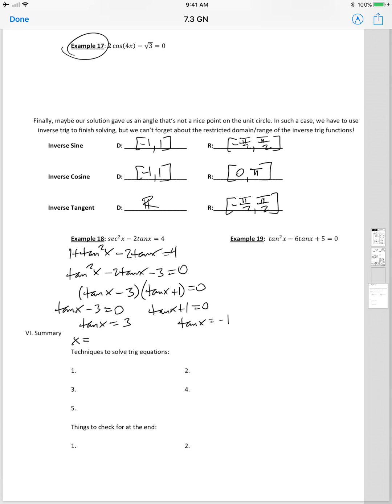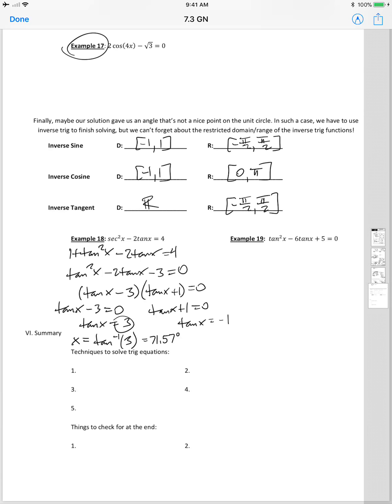To solve for x, I'll need to put in my calculator, because here, for 3, I don't know what angle gives me tangent equal to 3. That's not a nice point anywhere on the unit circle. So I'll need to use inverse tangent of 3. And at this point, you just need to stop and ask yourself, am I allowed to plug this into the inverse tangent function? 3 is definitely in the domain of the inverse tangent function, because the domain is all real numbers. So the calculator will give me an answer.